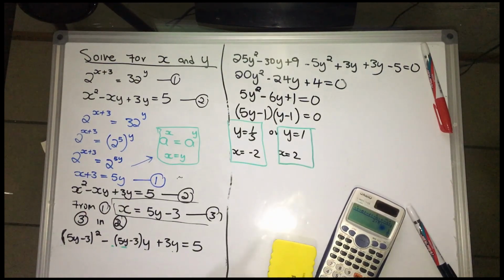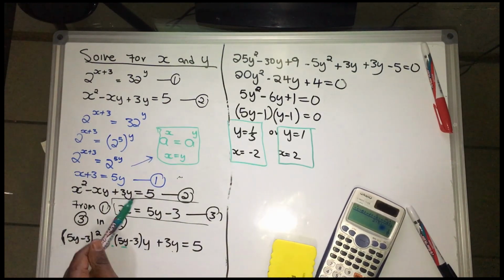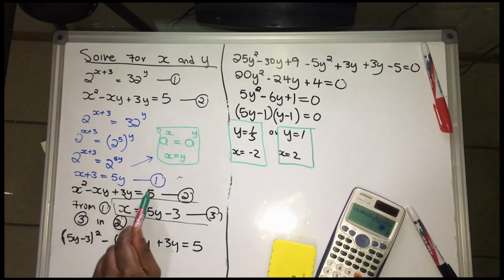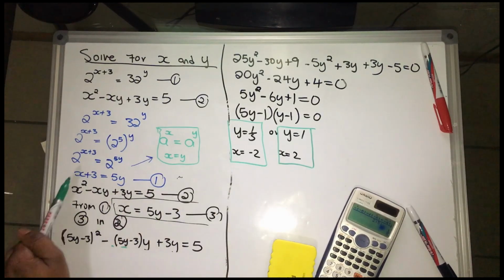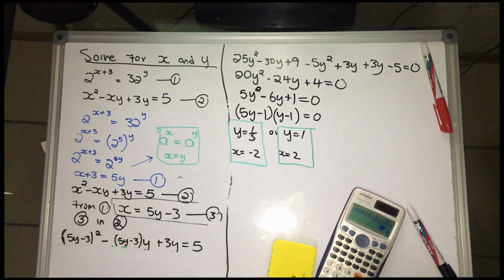So now to confirm that this is correct, we substitute a pair into equation 2, and then substitute the same pair into equation 1, and check that both sides match. So that's how you solve a simultaneous equation.